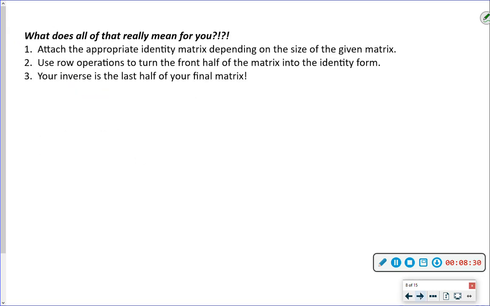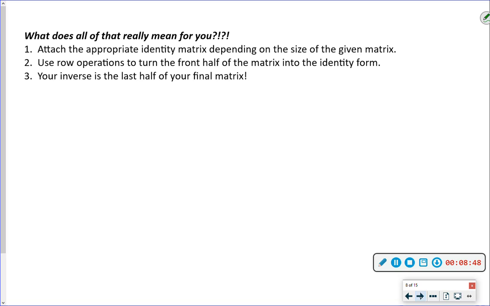Okay, so what does this mean for you? Simple enough. I'm going to have the matrix. I'm going to slap on the diagonal ones and the zeros behind it. I'm going to do my row operations to make the front half diagonal ones and zeros. Whatever numbers are at the back half, that's my answer. I'm going to write them down.